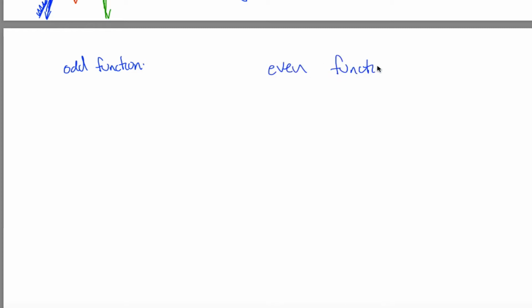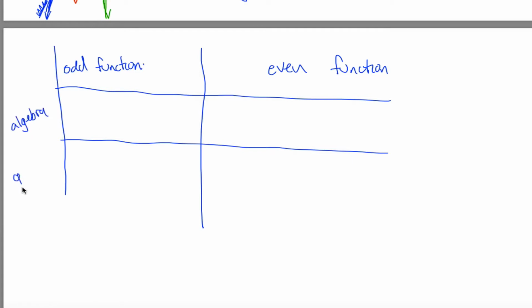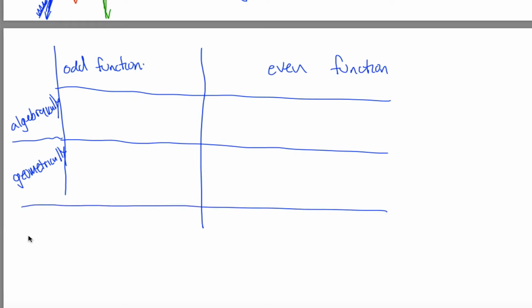Maybe I'll make a little chart here. Odd function, even function. I want to be able to describe these things algebraically, and I want to be able to describe them geometrically. Algebraically, geometrically, whatever. This is in an English class. And then I want to be able to maybe have an example of them. How about, yeah, let's just do example.